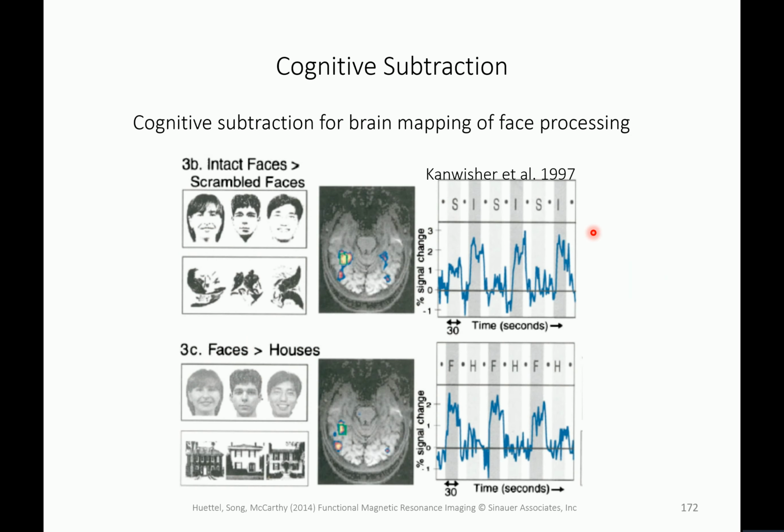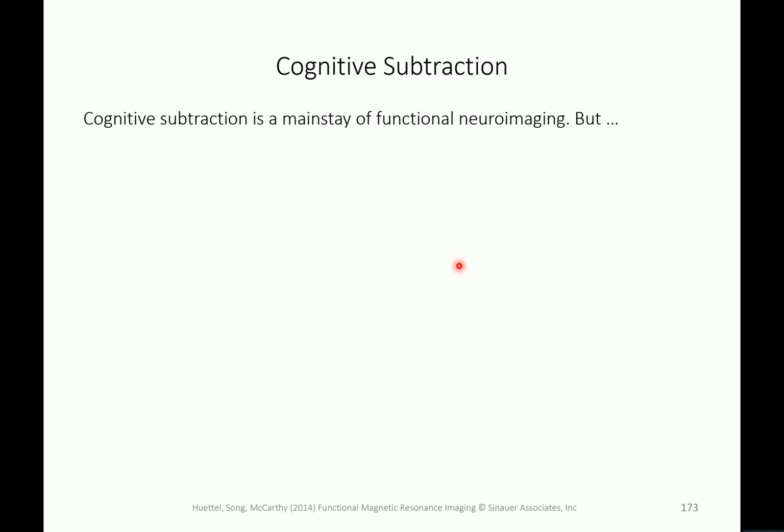And this is an old finding from Nancy Kanwisher's lab about the fusiform face area, which had been identified in the 80s already using PET, but was identified in the 90s using fMRI, where they presented faces and scrambled faces to participants and found that in the fusiform face area there's more activity for faces than for scrambled faces. And they also compared faces to houses and again found that in this brain area faces are more active than houses. So that's the general idea about cognitive subtraction.